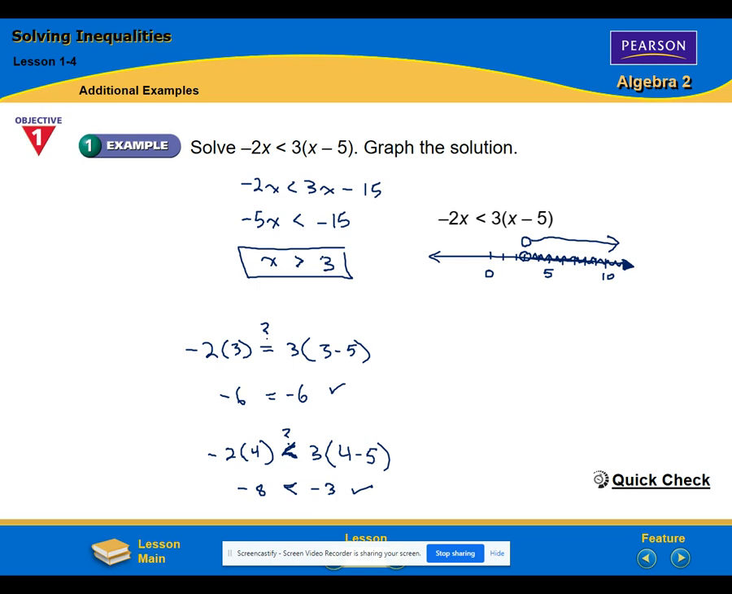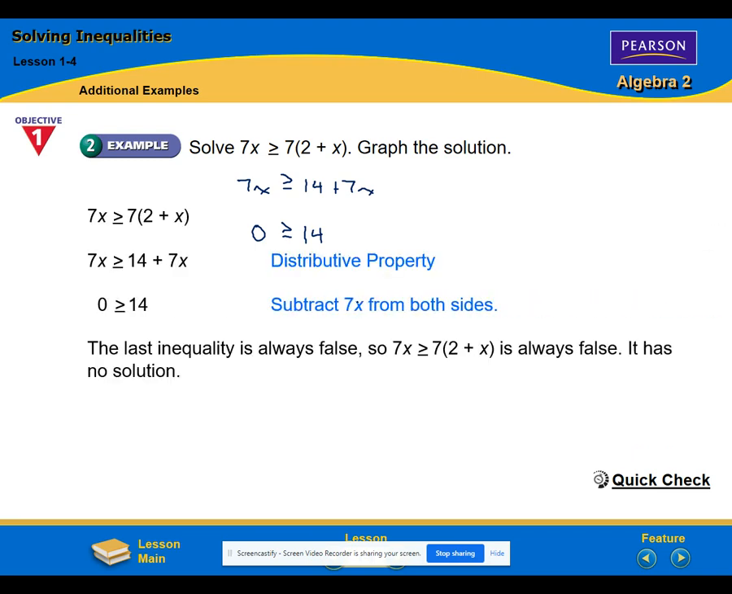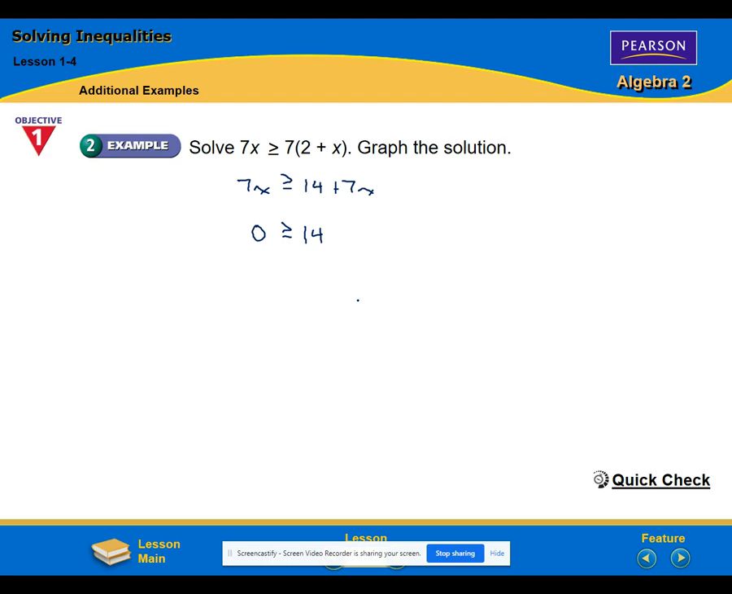Okay. Next example. I'll try to go a little faster. I'll distribute greater than or equal to 14 plus 7x. You go ahead and subtract 7x from both sides, and you've got 0 is greater than or equal to 14. Now, what do you think? What do you think's up with that? 0 is greater than or equal to 14 is a false statement, right? 0 is not greater than 14. Okay. In that case, what we're going to say is no solution.